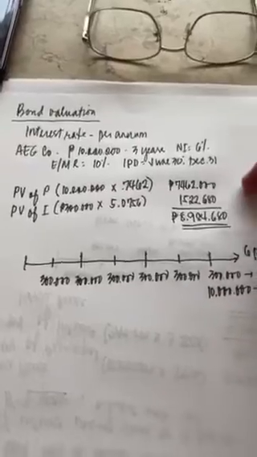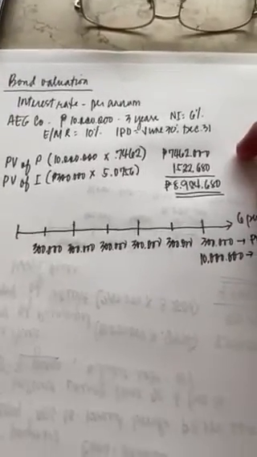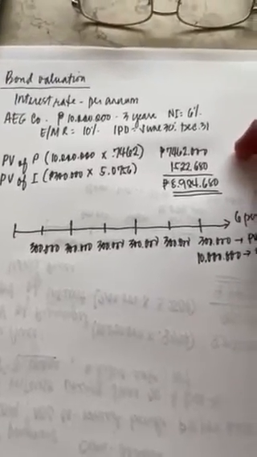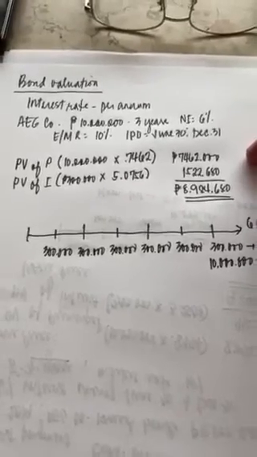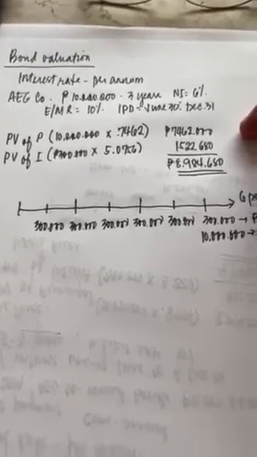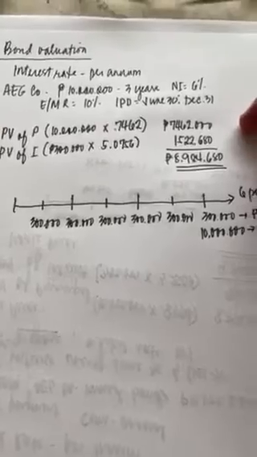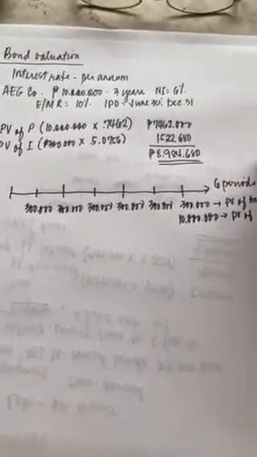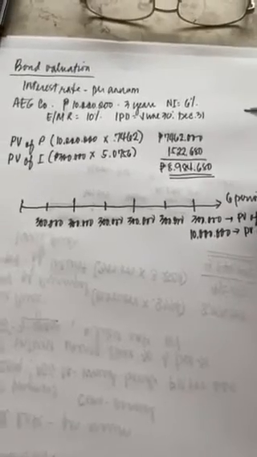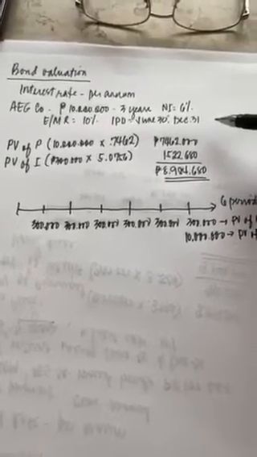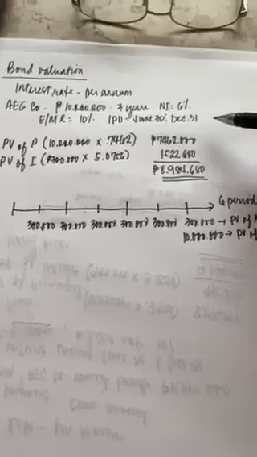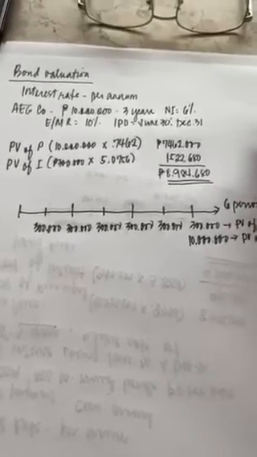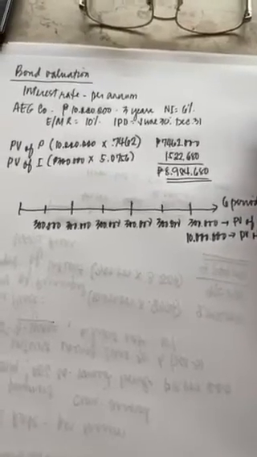Now, this should serve as a guide to the bond investor on the maximum price that he is willing to purchase the bonds being offered to him by the bond issuer. Okay, so this is how the frequency of interest payment will affect the computation of the issue price of the bond. Okay, thank you very much.